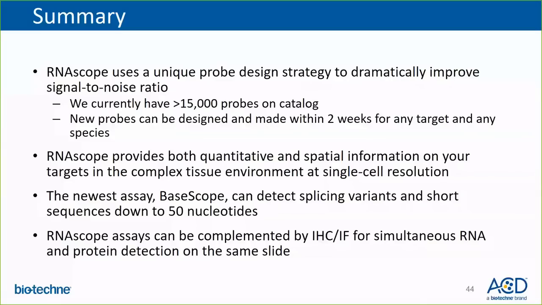So in summary, what we talked about today is the RNAscope assay and how it has a unique probe design strategy that can dramatically improve signal-to-noise ratio. We currently have more than 15,000 probes in our catalog. A new probe can easily be designed and made within 2 weeks for any target in any species. RNAscope provides both quantitative and spatial information on your targets in the complex tissue environment at single-cell resolution. Our newest assay, BaseScope, can detect splicing variants and short sequences down to 50 nucleotides, as well as validated point mutations. And RNAscope assays can be complemented by IHC or IF for simultaneous RNA and protein detection on the same slide.